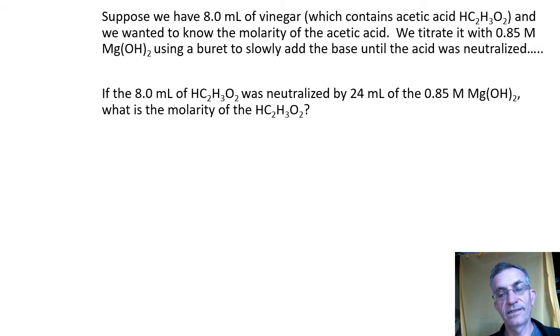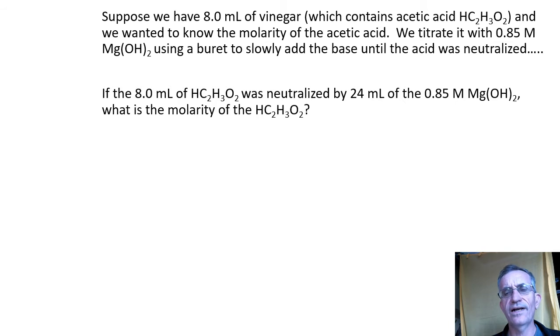Okay, so now we have some numbers. We'll be able to do some calculations with these numbers. Suppose we have 8 milliliters of vinegar, which contains acetic acid, and we want to know the molarity of the acetic acid. All right, what's the concentration of this vinegar, right? So if you're going to make vinegar, you don't want it to be too concentrated. Nobody's going to buy it. You don't want it not concentrated enough. Nobody's going to buy it. So we want to know what's the molarity of this sample.